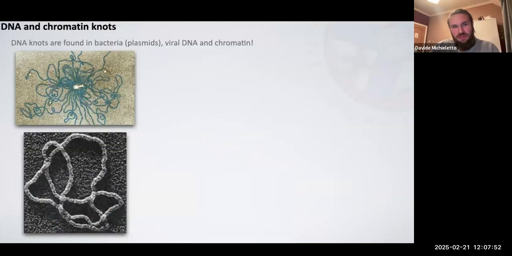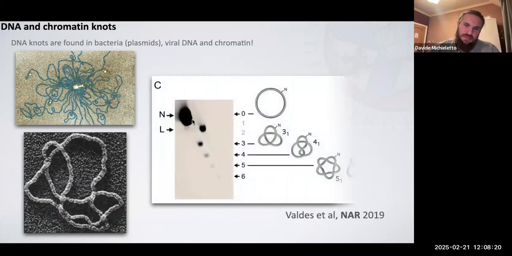And so we know now, beyond this, if you still don't believe me, these are just some pictures. This is a DNA knot created on a plasmid. A plasmid is circular DNA. And this is the DNA inside a bacterium that has been kind of exploded out. So you can tell that there are a lot of entanglements, and even in chromatin.